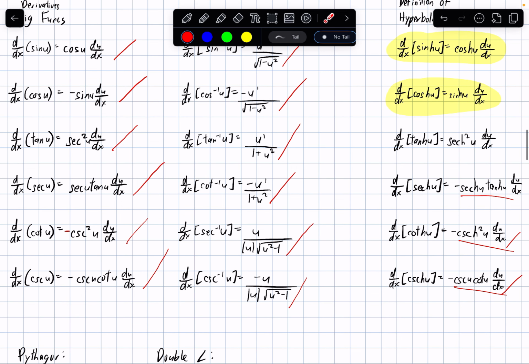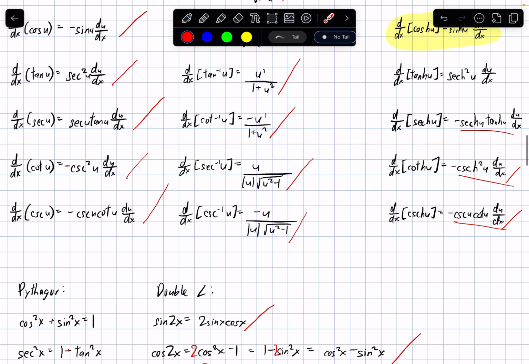Confusion can cost a lot. Okay, the derivative of tangent hu is equal to secant h squared u. So similar, actually it's the same concept here. The derivative of tan u is equal to secant squared u times du over dx. Same here. The only difference is you have an h.